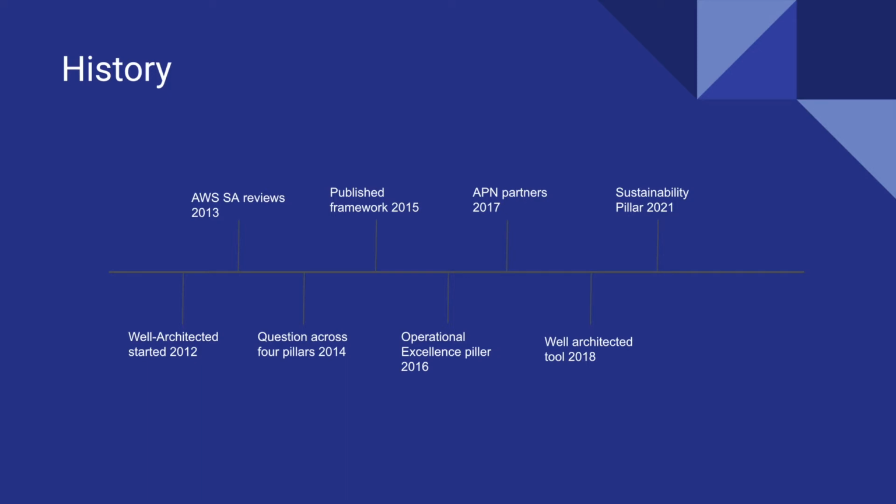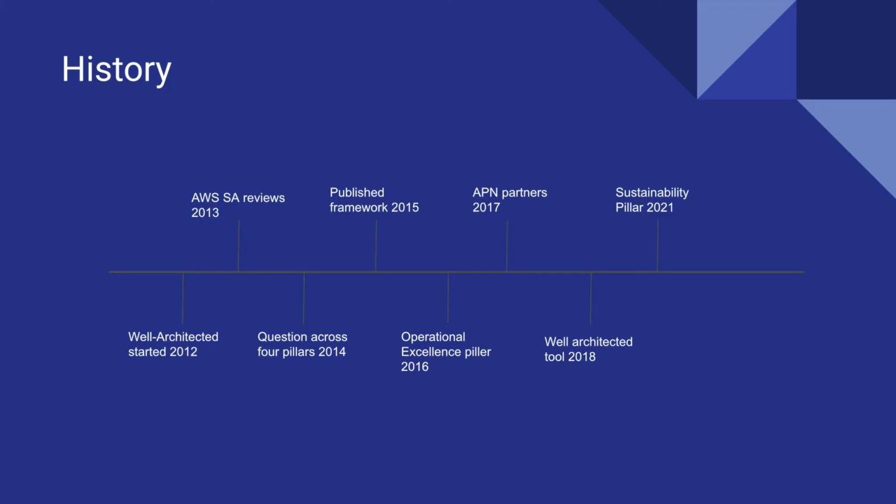By 2013, this common set of questions started being asked by a lot of different solution architects within AWS to a lot of different customers. So AWS realized they needed to create a consistent set of questions across the board to ask those questions around best practices. And that's why in 2014, the first set of questions across 4 pillars, security, reliability, cost, and performance, were developed.